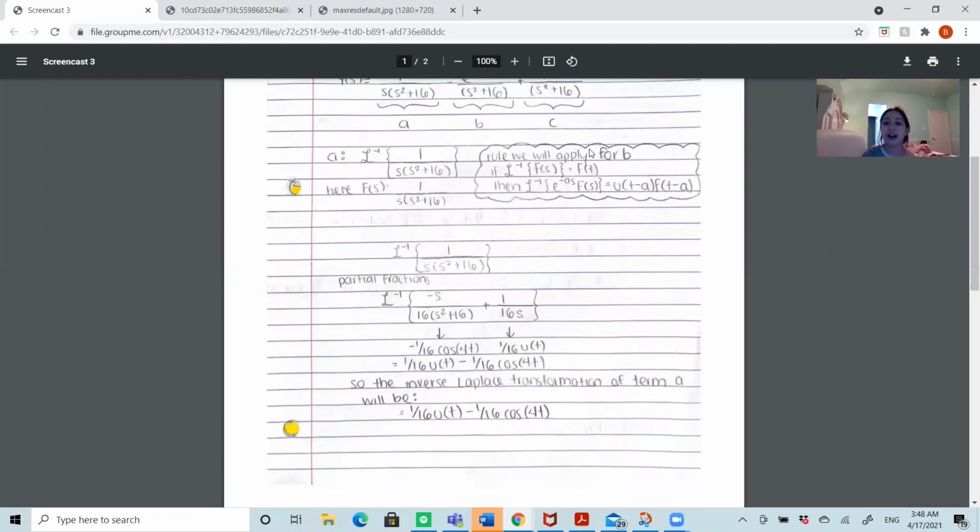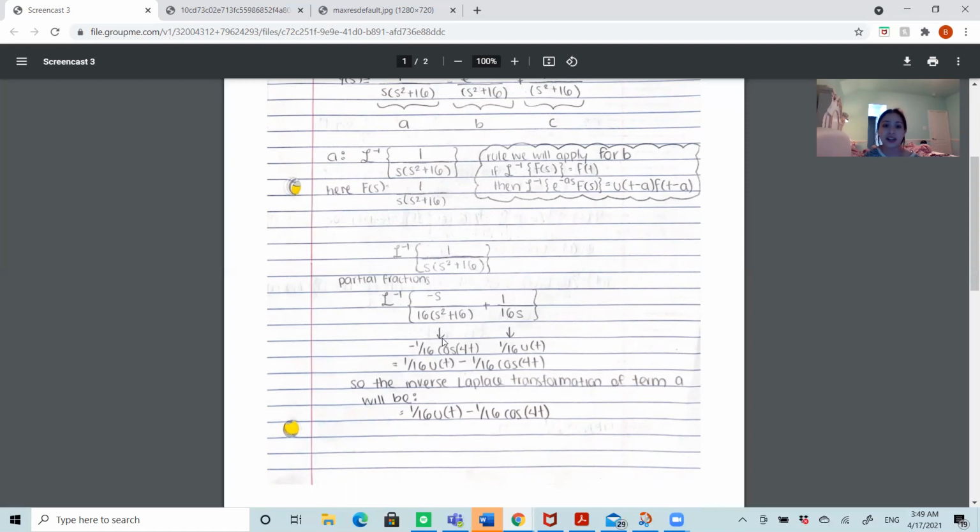Here is a rule that we will apply for the second term, the b term, and that states that if the inverse Laplace of F of s is equal to f of t, then the inverse Laplace transform of e to the negative a s times F of s is equal to the Heaviside function u of t minus a times f of t minus a. But we will use this rule later. So here we'll take the inverse Laplace transform of this, and to do that, we have to separate this into partial fractions, which I have done right here. And then we take the inverse Laplace transform of each of these.